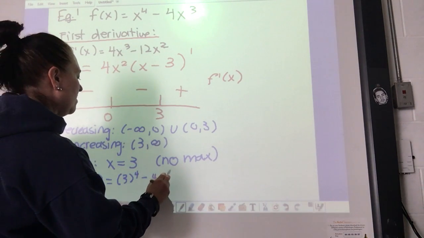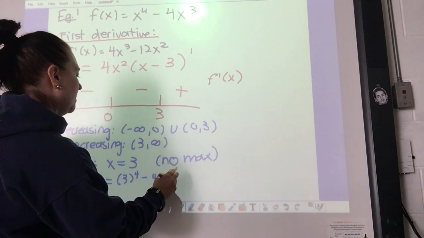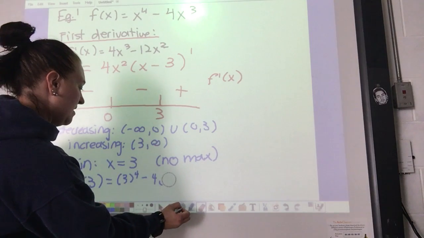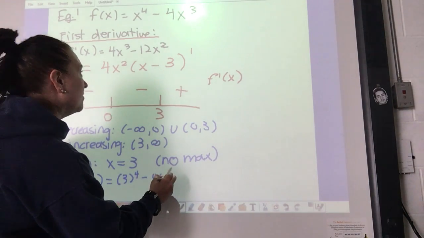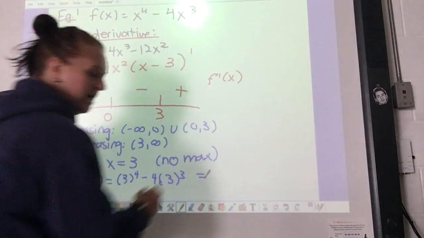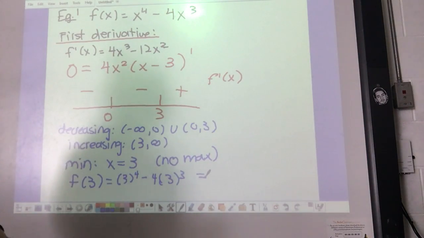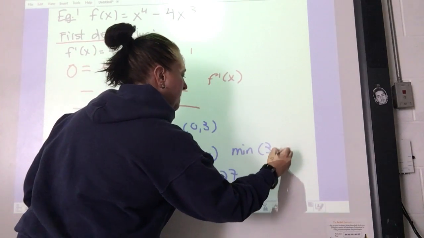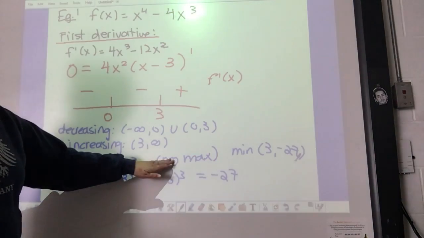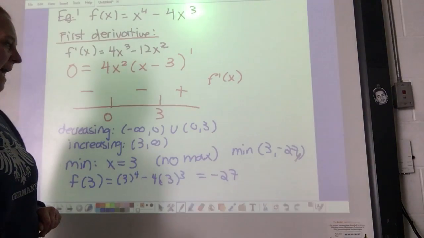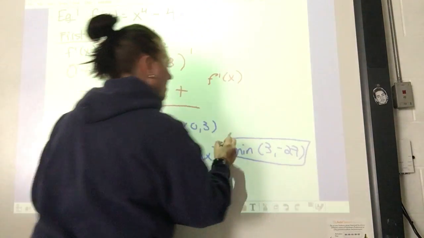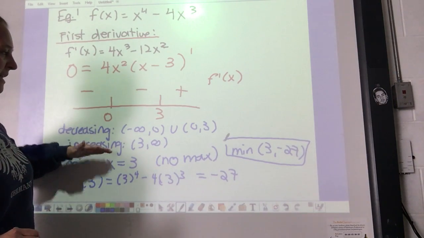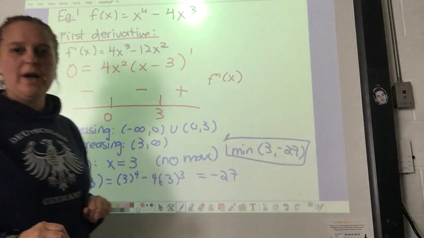So if I replace all of our x's with 3, okay, yeah, this still doesn't work any faster. If I did that correctly, when I replace all my x values with 3, I should get a value of negative 27. So there's no max value, but we know we have one min value, and the min value is at 3, negative 27. Okay, so that's the kind of information the first derivative gives you: where the graph is increasing, decreasing, and whether it has a min or max, and if so, where.